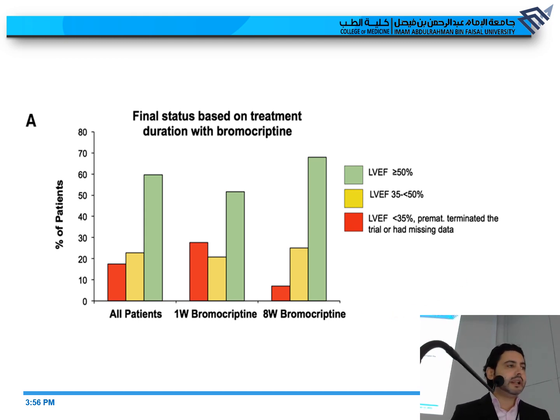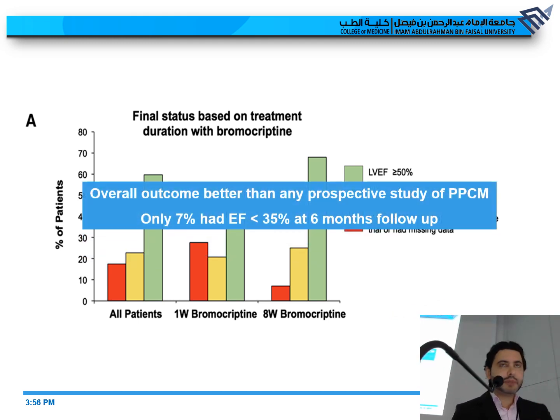Bottom line here, although they did not compare it to placebo, overall, the outcome of this particular study is better than any prospective study for peripartum cardiomyopathy. Only 7% had ejection fraction below 35 at 6 months follow-up. So we think that bromocriptine is here to stay, and it will make it to the guidelines.